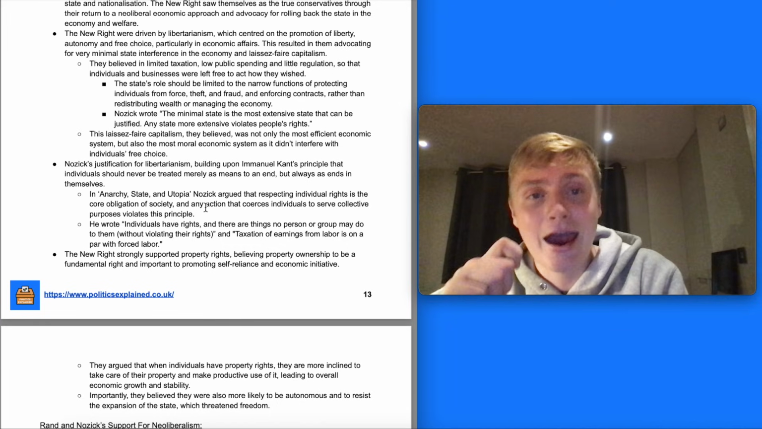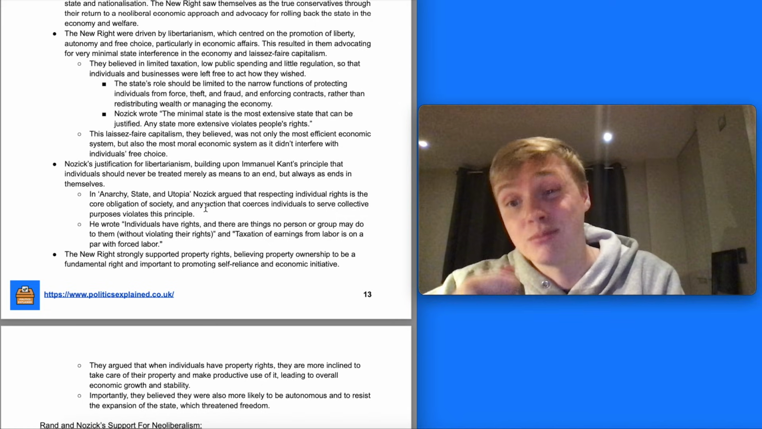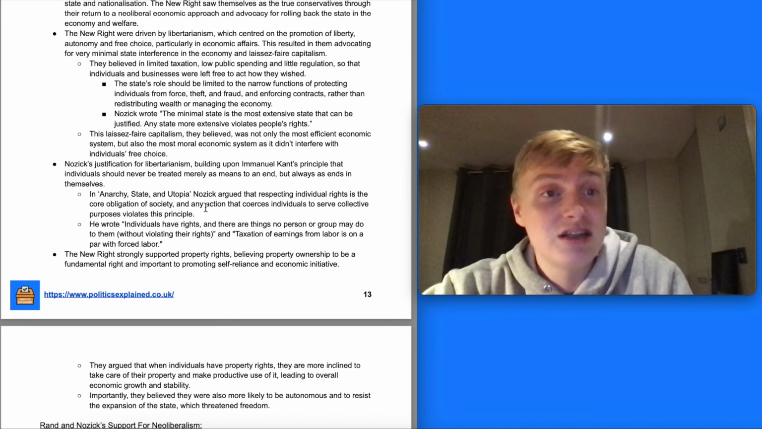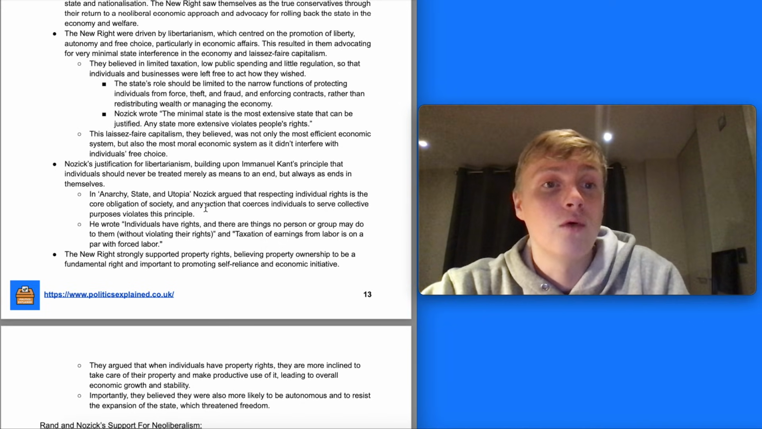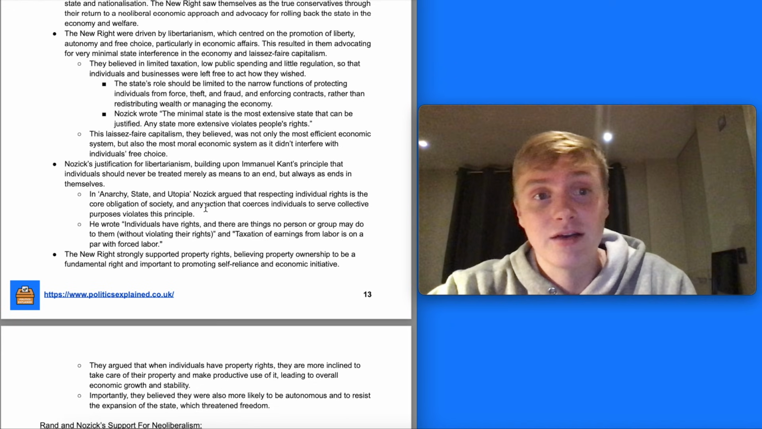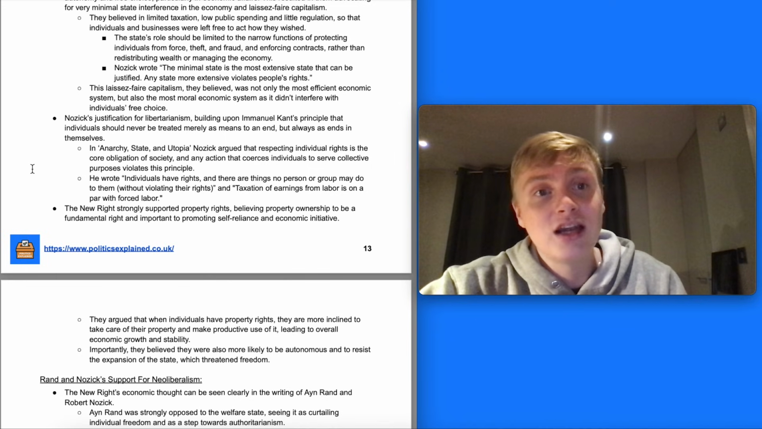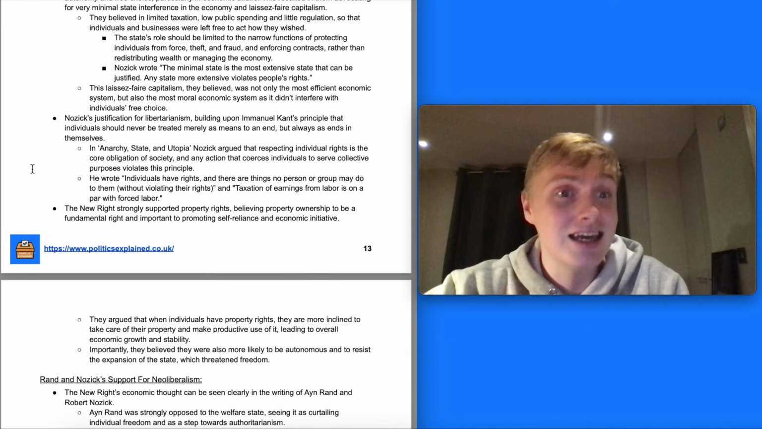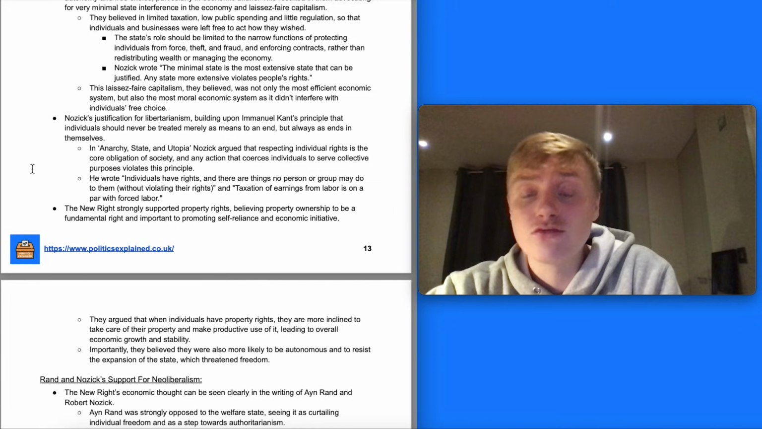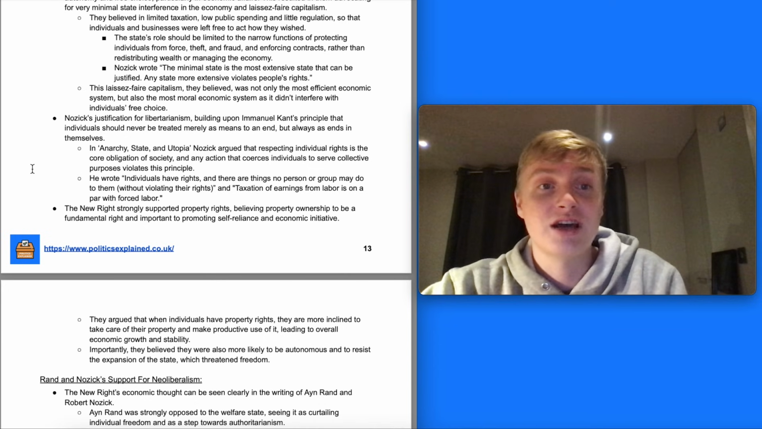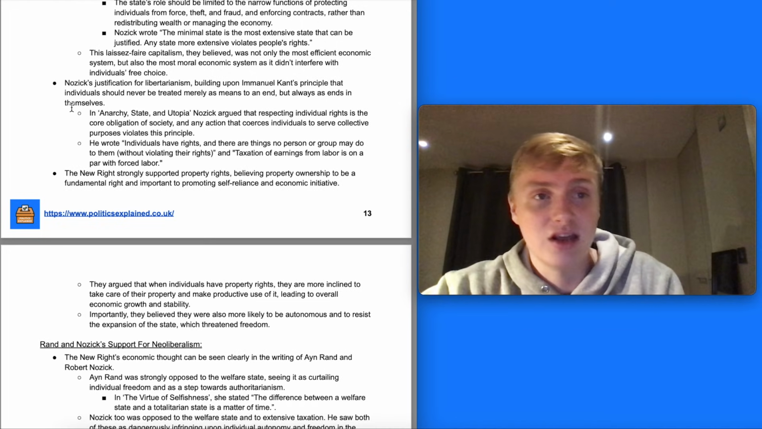So they were driven by libertarianism, which is a key principle mentioned in the specification, which is very much specific to neoliberalism and the New Right. And this centred on the promotion of liberty, autonomy, and free choice, particularly in economic affairs, and resulted in them advocating for very minimal state intervention in the economy and for laissez-faire capitalism. So they believed in limited taxation, low public spending, and little regulation, so that individuals and businesses were left free to act how they wish. So they can be seen as really driven by the ideology of freedom. They believe that the state's role should be very much limited to the narrow function of protecting individuals from force, theft and fraud, and enforcing contracts, rather than redistributing wealth or managing the economy.